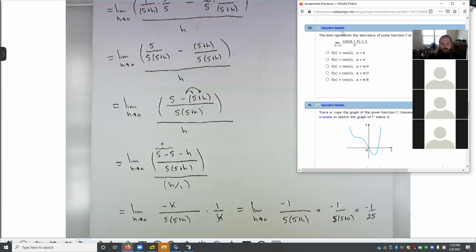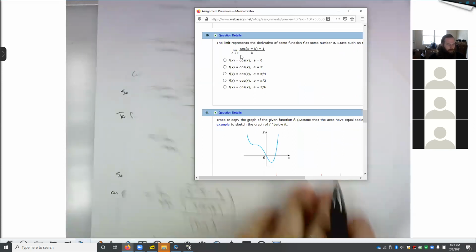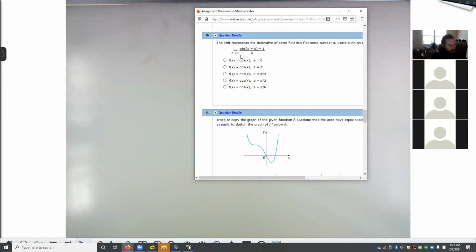So they're telling us that this limit is the derivative of something, right? So what we have to do is compare this limit to the definition of the derivative.